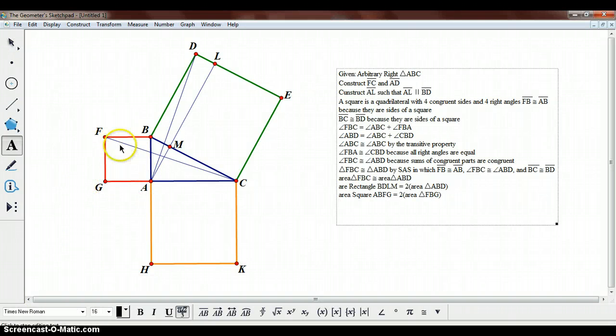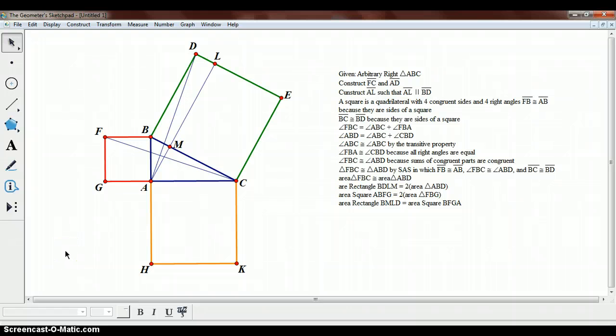Now we know that the area of triangle ABD is half of rectangle BMLD, and the area of triangle FBC is half of the square BFGA. Also, previously we have proved that the area of triangle ABD is equal to FBC. Therefore, by the transitive property, square BFGA has an area that is equal to BMLD.